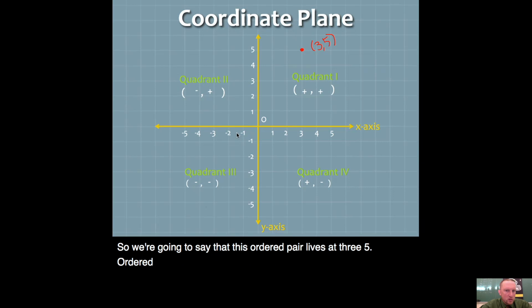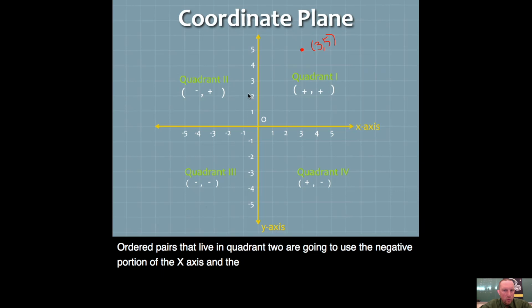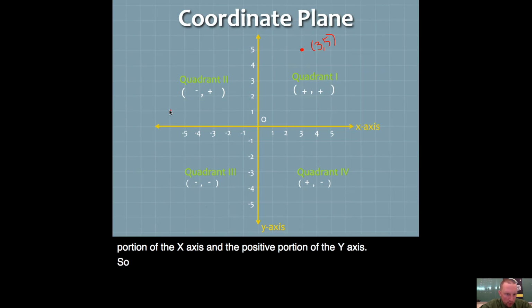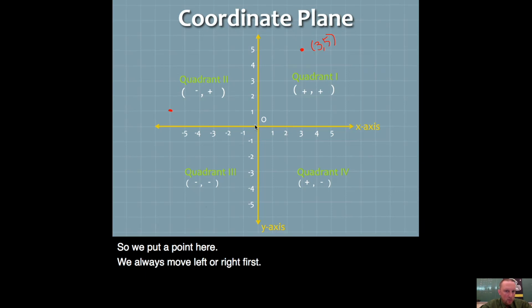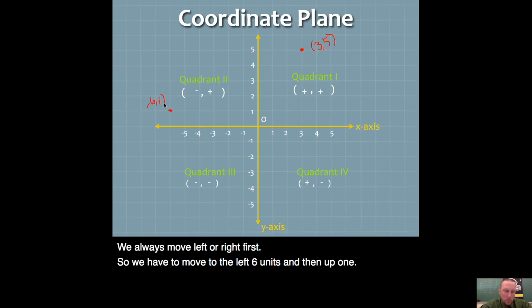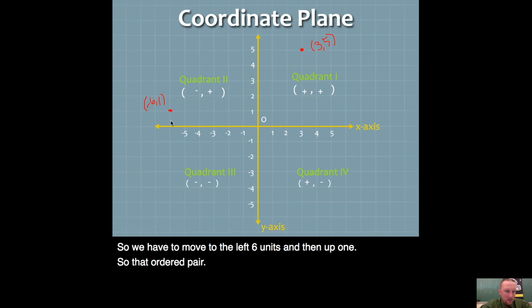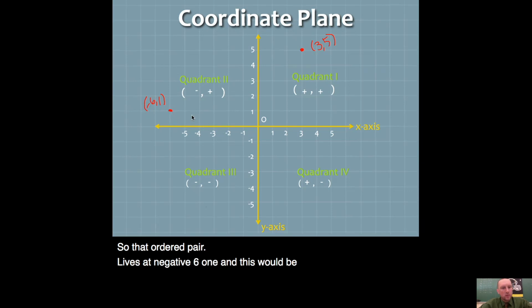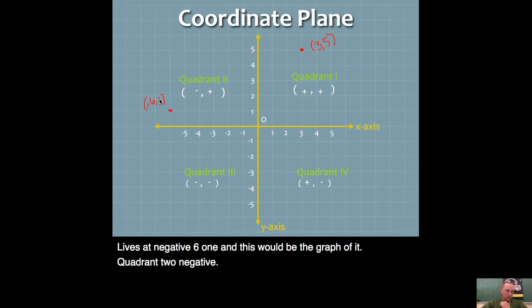Ordered pairs that live in quadrant 2 are going to use the negative portion of the x-axis and the positive portion of the y-axis. So we'll put a point here. We always move left or right first. So we have to move to the left 6 units and then up 1. So that ordered pair lives at -6, 1, and this would be the graph of it. Quadrant 2, negative, positive.